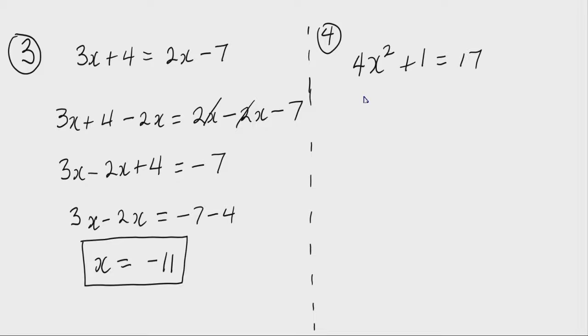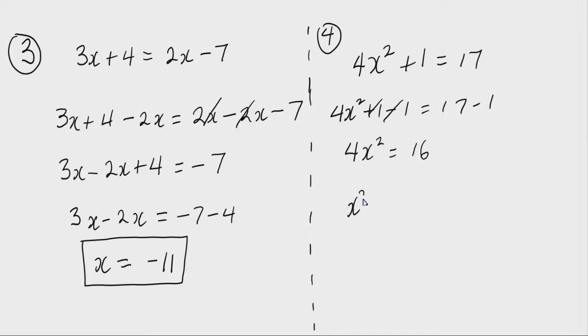So let's look at this problem here. 4x plus 1 is equal to 17. We're trying to solve for x. So the first thing we do is we want to get rid of this one here. We can do that by subtracting 1 from both sides. So it's going to look like this. Minus 1 is equal to 17 minus 1. And this cancels out. We have 4x squared is equal to 16.